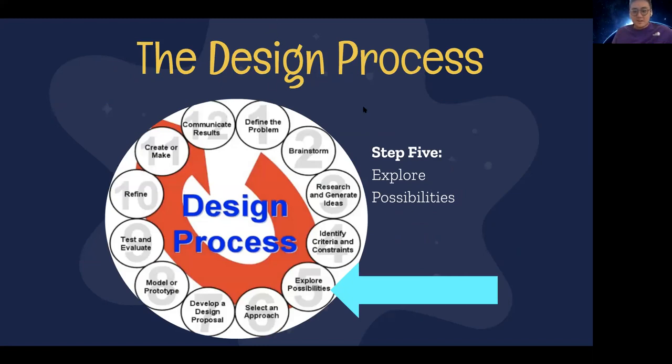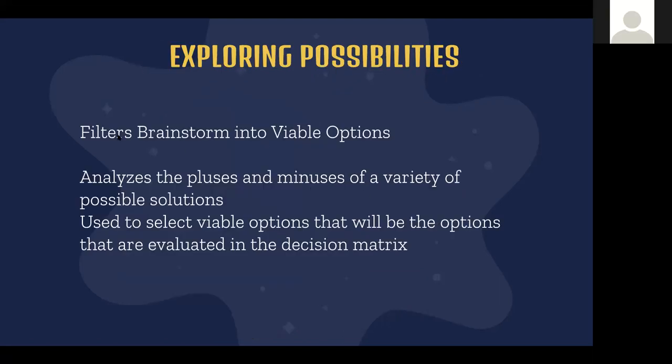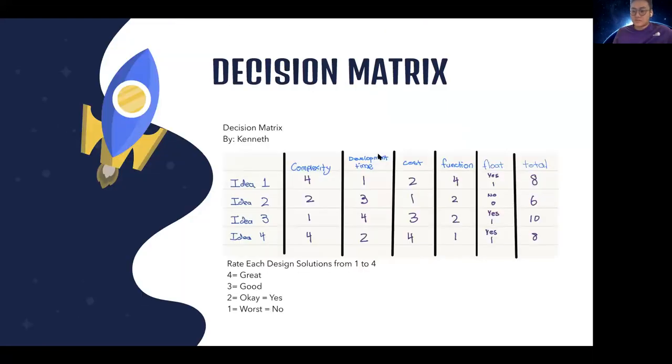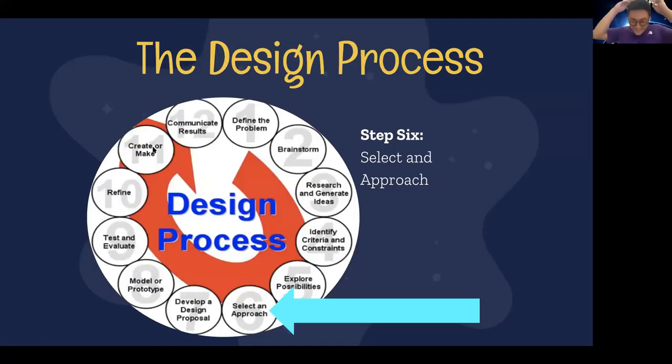So the design process: we want to explore possibilities, really self-explanatory. In this step, we want to try to filter brainstorming into viable options. How wearable is the ring as a hat? I don't know.